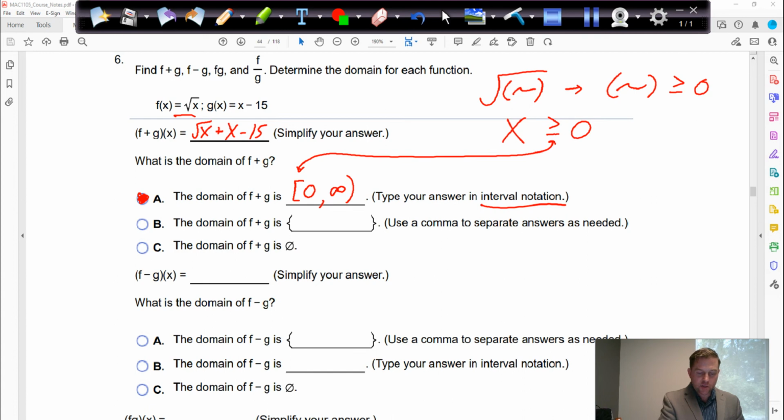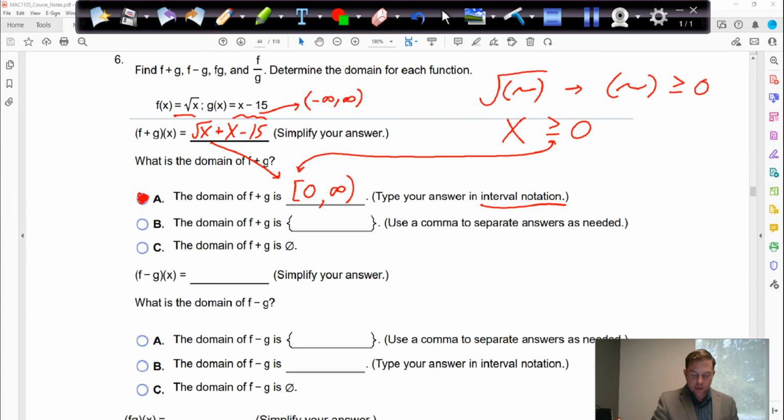Now notice I didn't even look at this. So this part, for that part, the domain is minus infinity to infinity, because this is just a line. But that square root is going to give us this restriction here. So I just had to worry about the square root. I didn't even really care about the x or the 15.